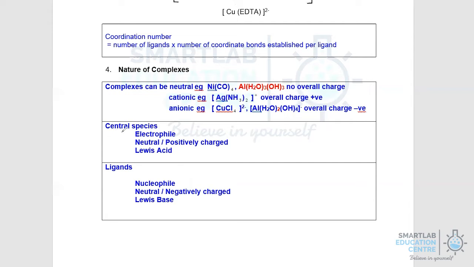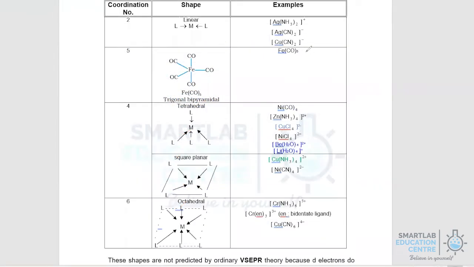Finally, to sum up, central species can be deemed to be electrophiles. They are neutral or positively charged, and they are Lewis acids since they accept lone pair electrons. While in the case of ligands, they are nucleophiles, neutral or negatively charged, and they are Lewis bases since they donate electrons. These are some examples of complex ions.